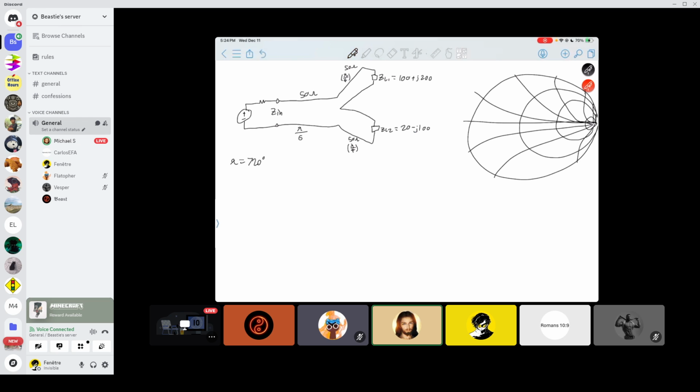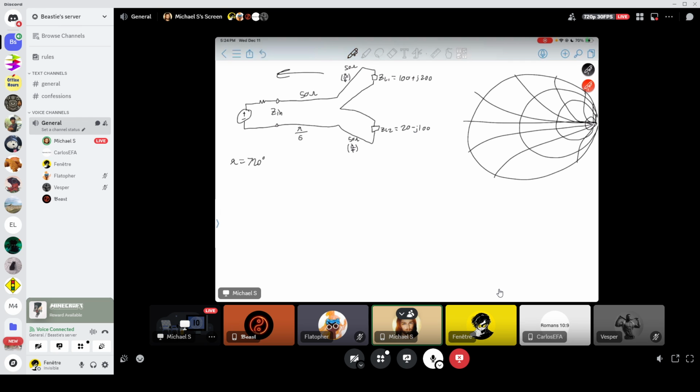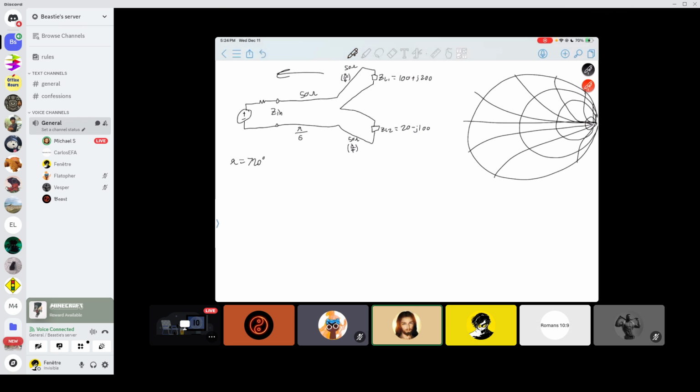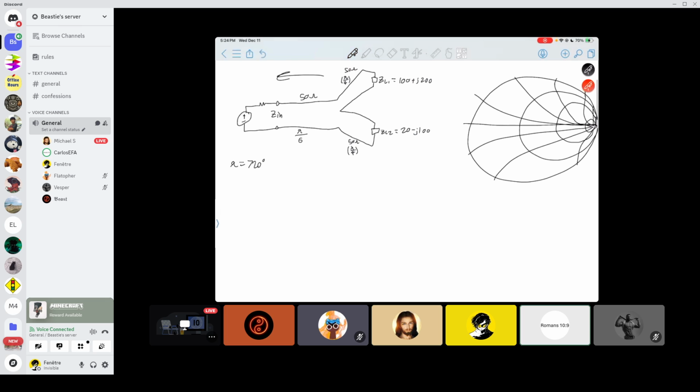Load impedance, because we're going from the load to the generator. So we're basically backtracking that way. Toward the generator is this way, and toward the load it's this way when we're turning.